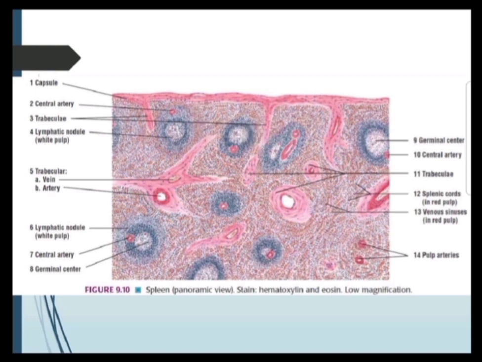This is the lymphatic nodule, this is the white pulp, and the rest of the area is where you can find the cords of Billroth, which are anastomosing and branching, and in between these cords of Billroth there are the blood sinusoids. The blood is passing through these, circulating through these sinusoids.